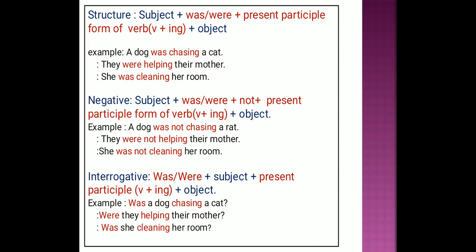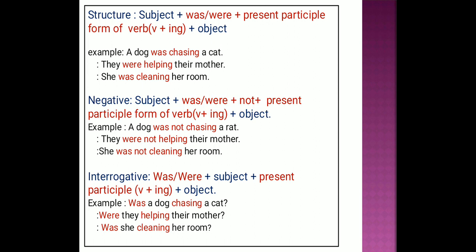A dog was chasing a rat. They were not helping their mother. She was not cleaning her room. Similarly, how do we form an interrogative sentence in past continuous tense? Let's see the yes no question. A yes no question is a question that can be answered with yes or no.